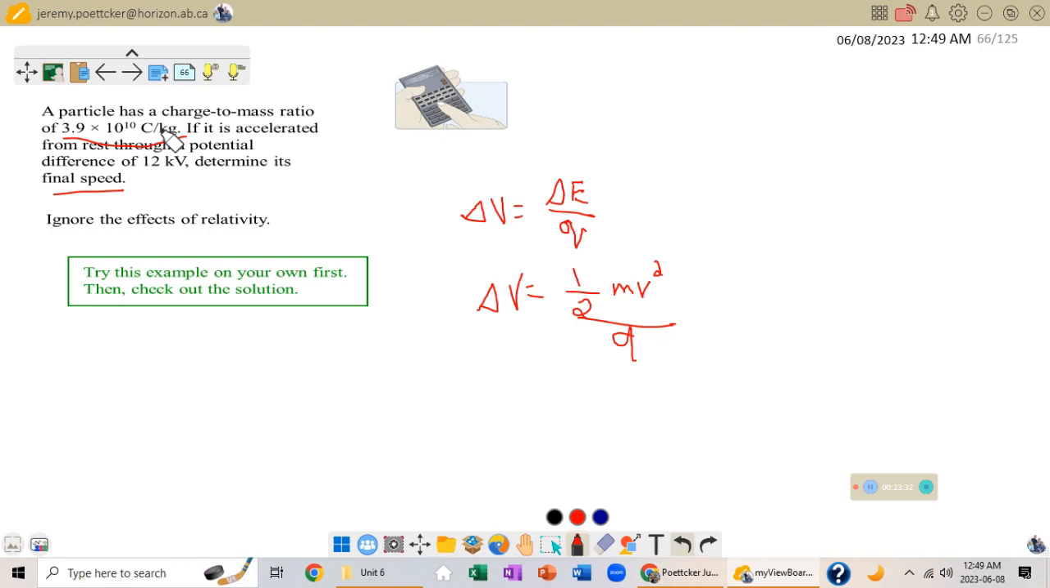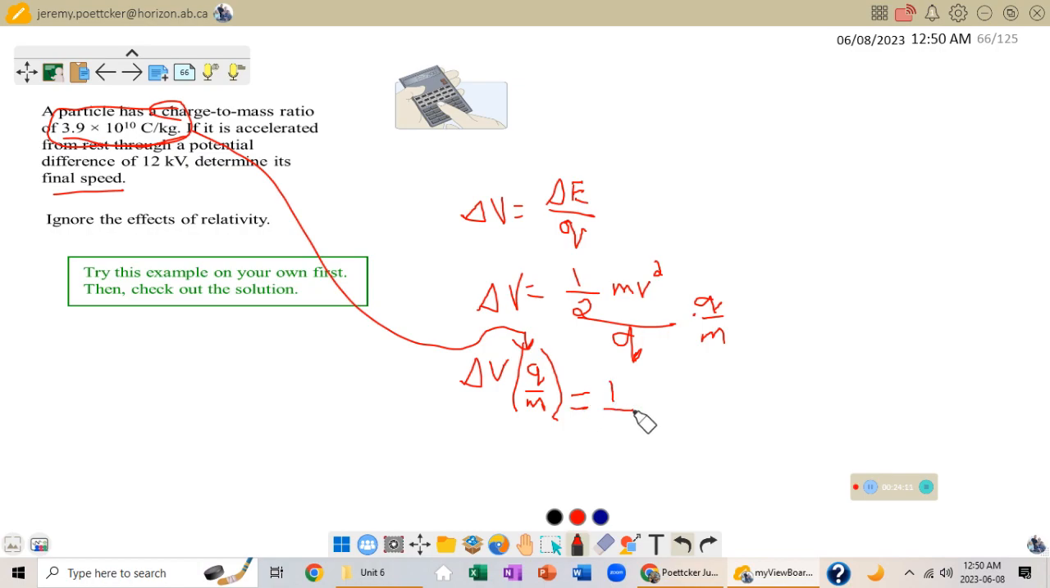I have a charge to mass ratio here. So guess what I can do? I can multiply both sides by Q and divide both sides by m. Now I have delta voltage multiplied by Q over m. That's my charge to mass ratio. So I don't know the charge, I don't know the mass, but I do know the ratio of those two. So this value here goes into this equation here at that spot. So this is equal to, at this point, 1/2 v squared.